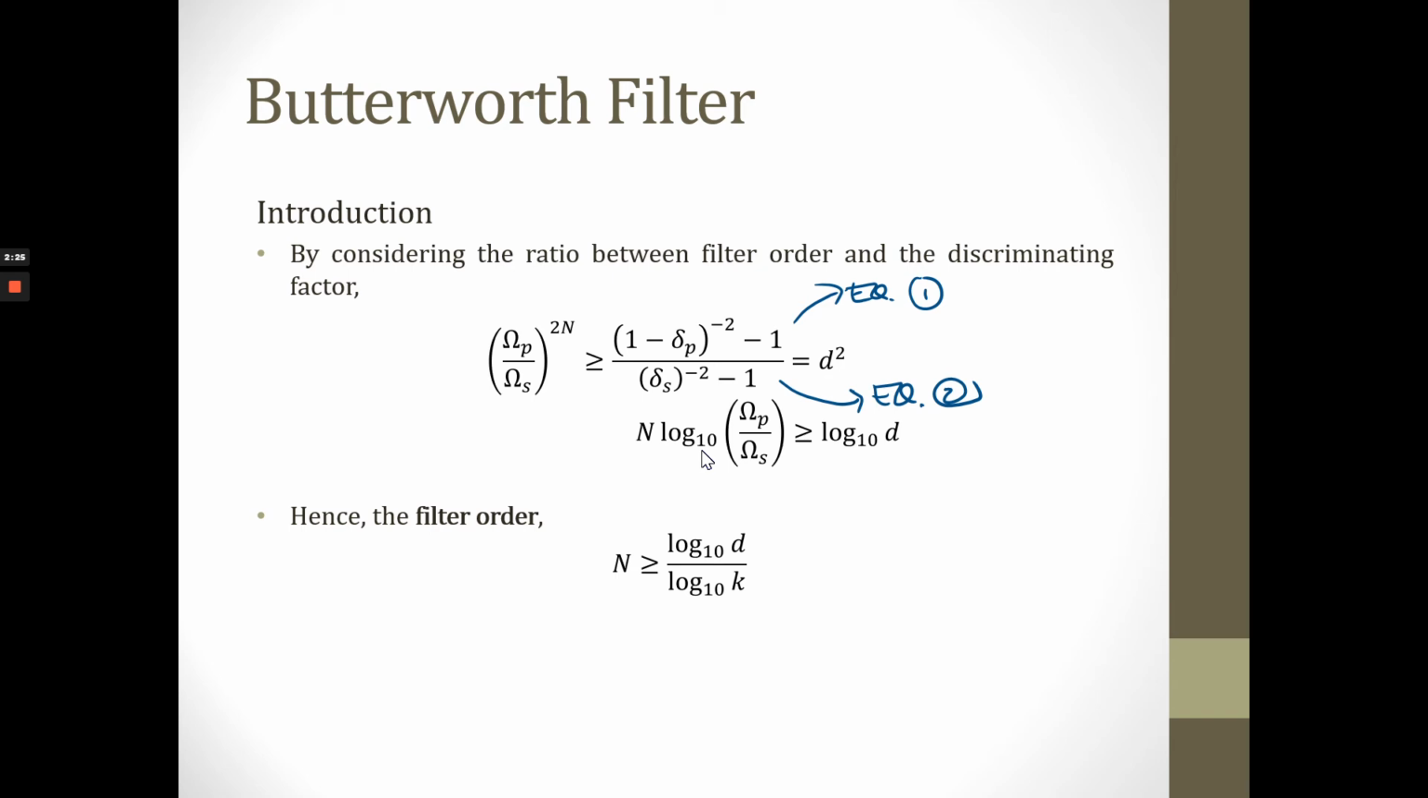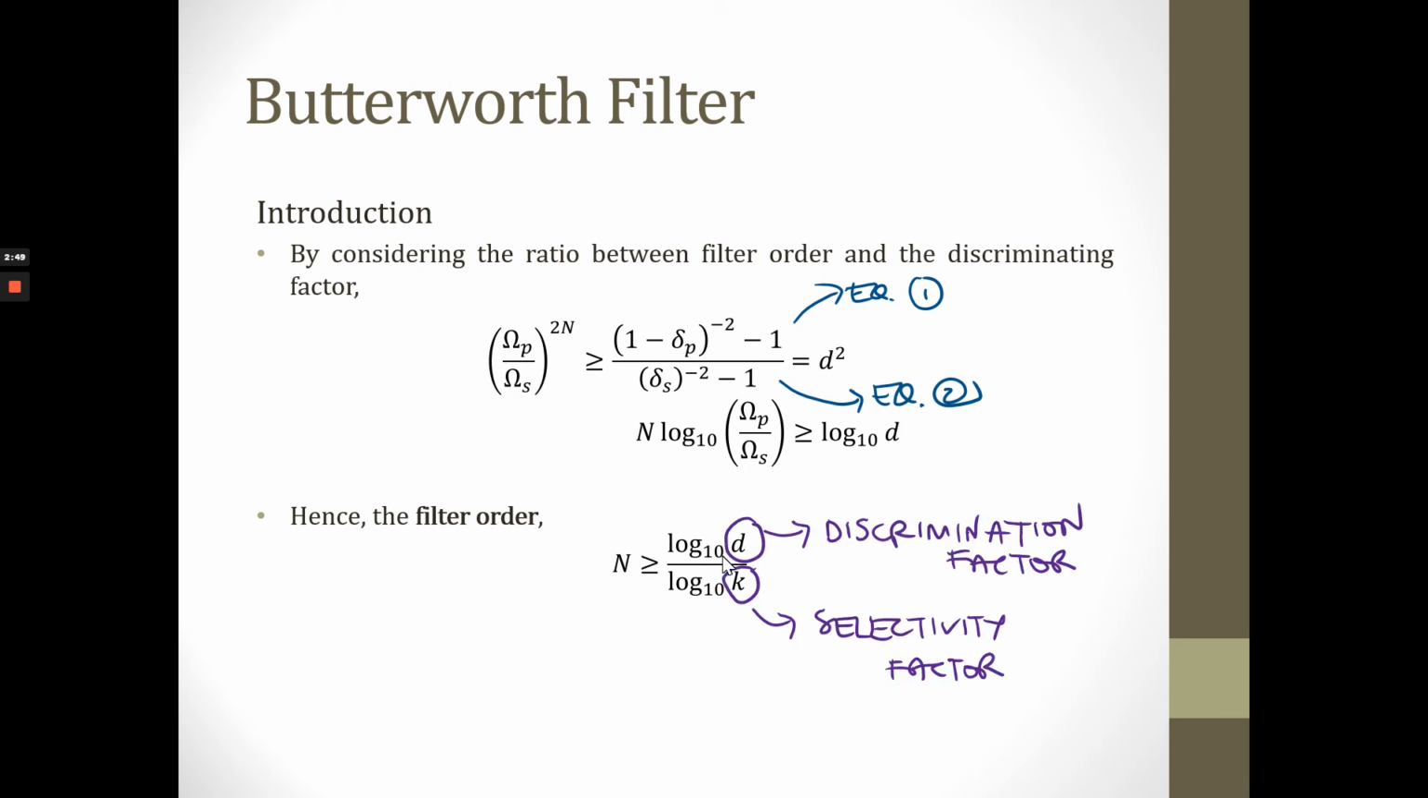So after we rearrange this equation, we have n log10 of passband ω divided by stopband ω, which is equal to or larger than log10 D, the discrimination factor. The next one, we determine the filter order n, which is larger than or equal to log10 D, the discrimination factor, divided by log10 K, the selectivity factor.